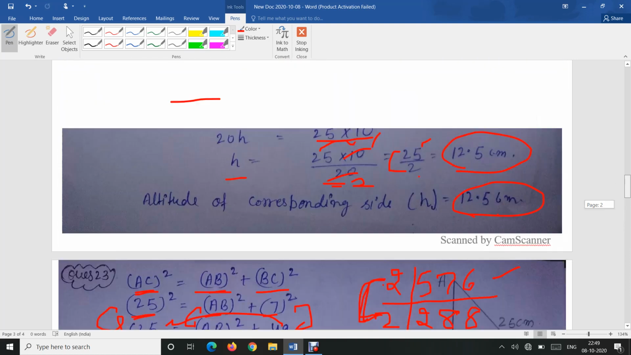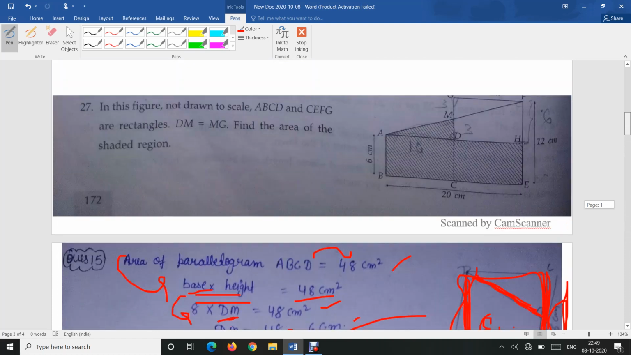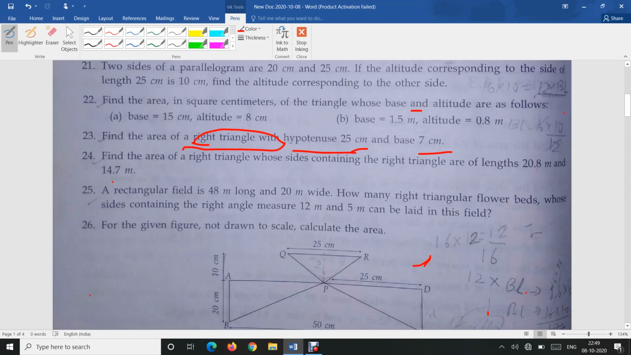Now let's see question number 24. Question number 24 is saying to find the area of a right triangle whose sides containing the right angle are of lengths 20.8 meter and 14.7 meter. Now you need to turn your page to the back side, and you will see that there is a formula given to you, and I also told you about that.